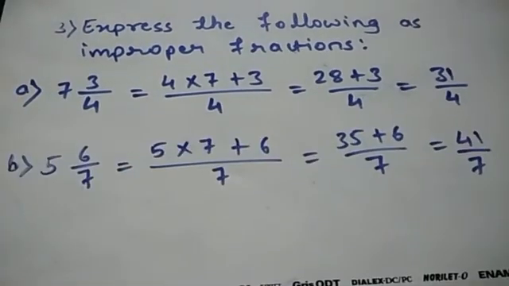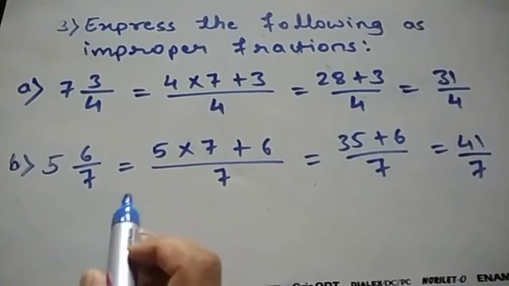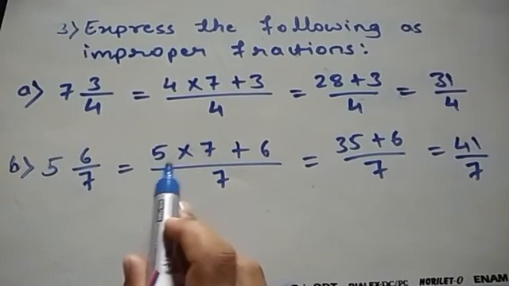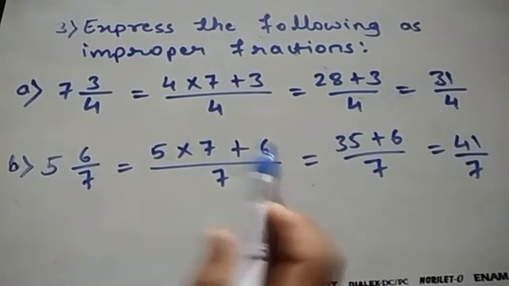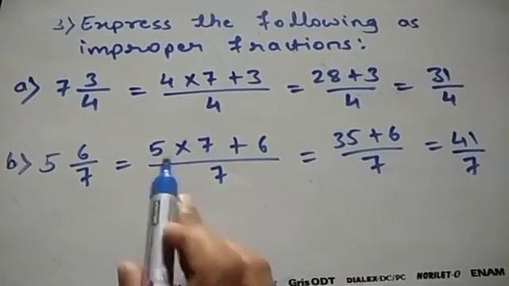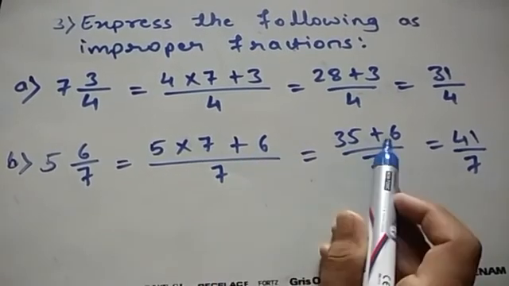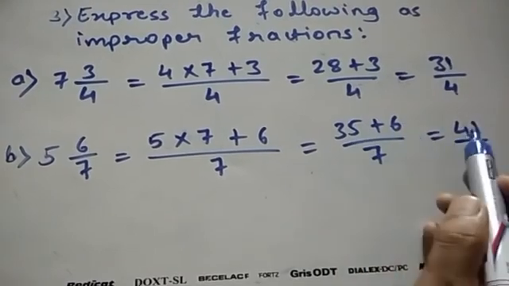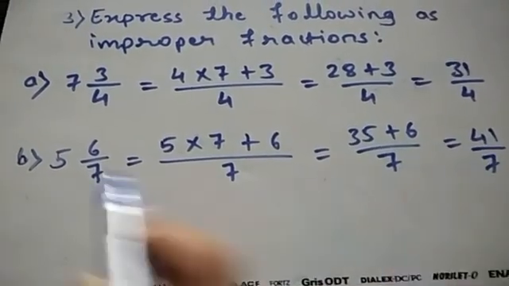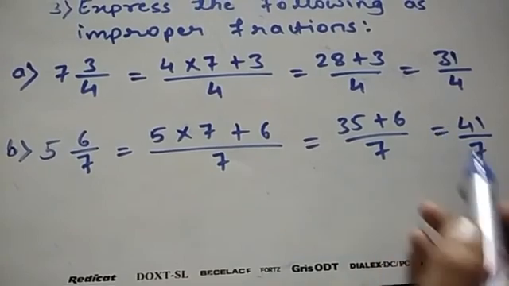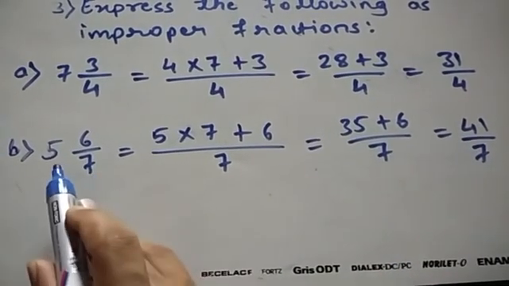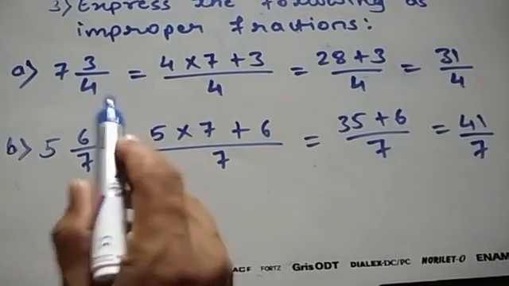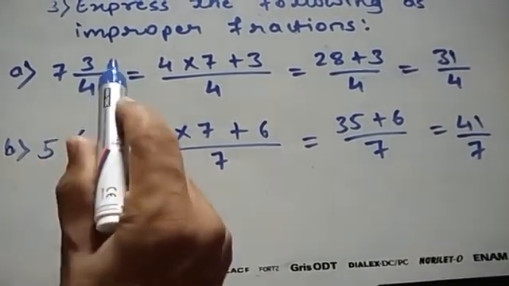Let's take one more question, 5 and 6 upon 7. Here we can see this 7 multiplied by 5 plus numerator 6, and 7 as it is. 5 7s are 35 plus 6 as it is, denominator also copy as it is. Now see here 35 plus 6 is 41 and this 7 as it is. Therefore 5 and 6 upon 7 can be written as 41 upon 7. 7 5s are 35 plus 6 is 41 and denominator copy as it is. In this example also see here 4 7s are 28 plus 3 is 31 and 4 as it is.